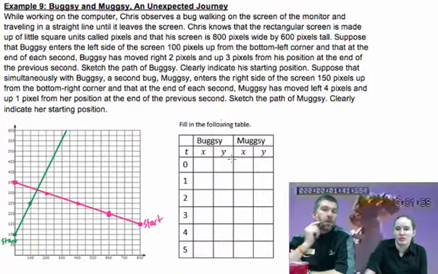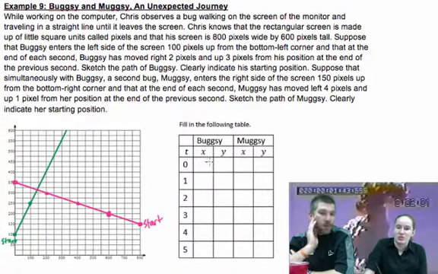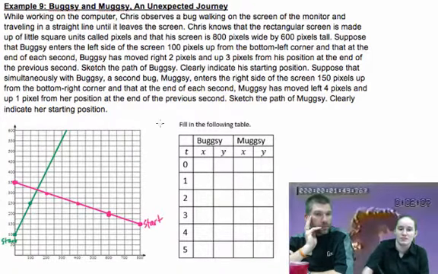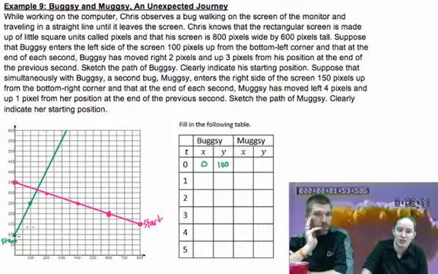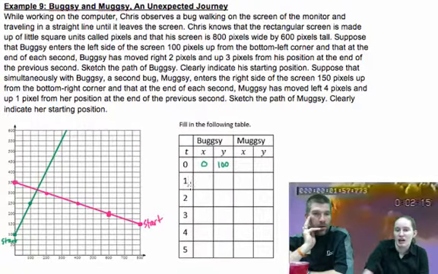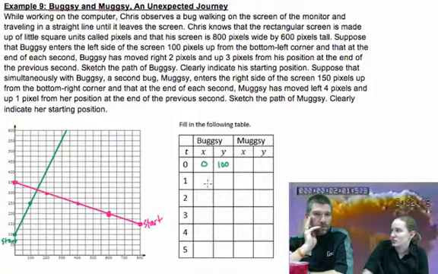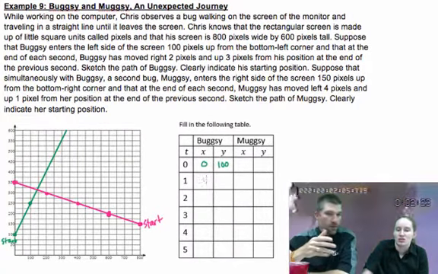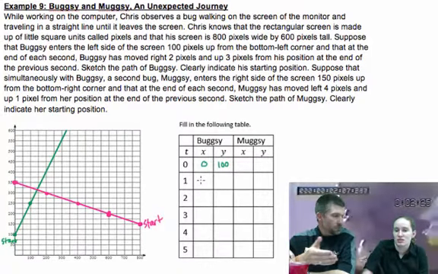So first, we want to fill in this table. At time 0, Bugsy is at his starting position. And his starting position is what? 0, 100. Right, because that's over here. Now, we drew our next point way up here, but after a second, how far will he have actually moved? Well, he's only moved to the right 2 pixels and up 3. So if you go right from 0, 2 units, that's 2.